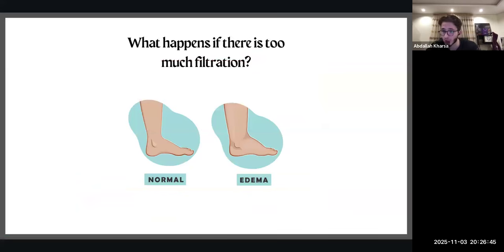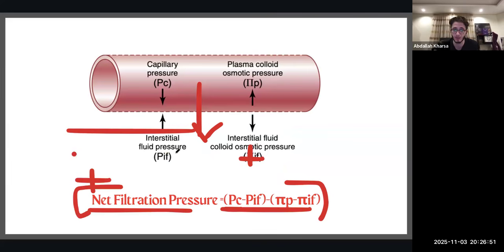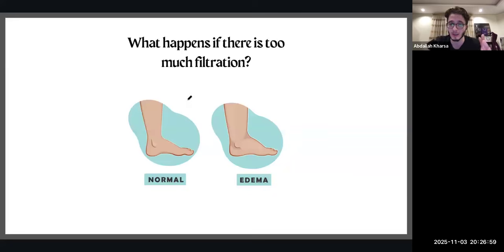What happens if there's too much filtration? You're going to have edema. This is where fluid accumulates in the interstitial fluid. You have a vessel here and a vessel here. If all the vessels are filtrating blood, there's going to be fluid accumulating between them, and this is going to look like this. It's called edema.